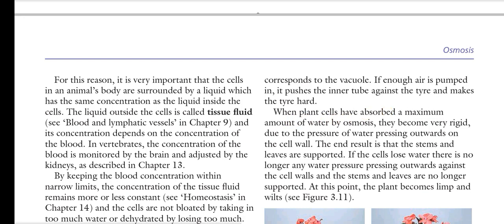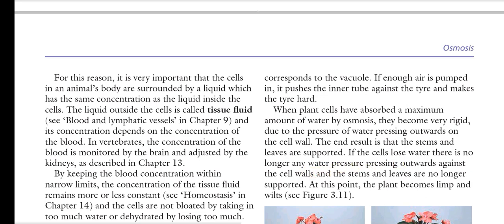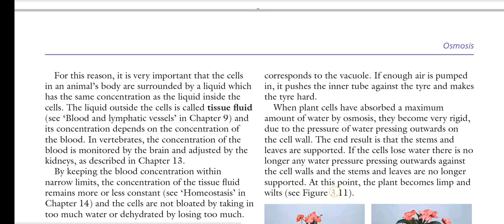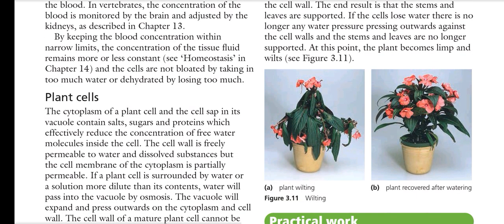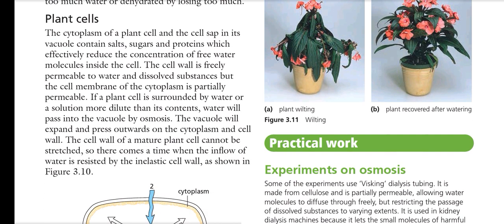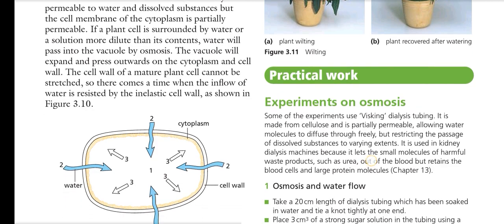When the plant cells have absorbed a maximum amount of water, they become very rigid due to the pressure of the water pressing outwards on the cell wall. The end result is that the stems and leaves are supported. If the cell loses water, there is no longer any water pressure pressing outwards against the cell wall, and the stems and leaves are no longer supported. At this point, the plant becomes limp and wilts. When there is too much exit of water from the cell, or if we place a plant into a salty environment, this will happen and plant wilting will ultimately result.